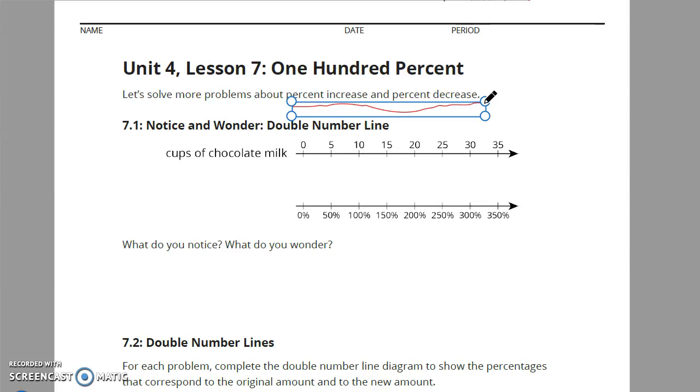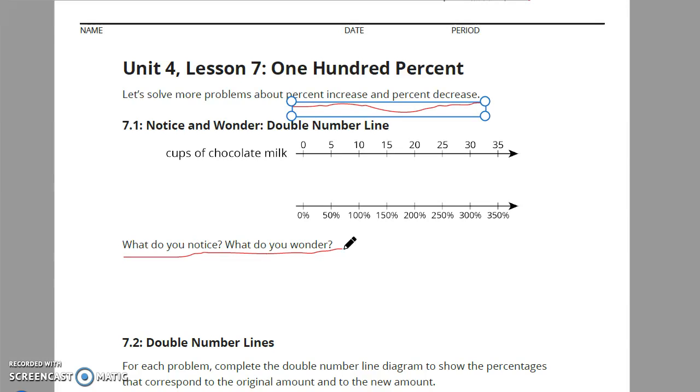So let's look at this diagram here. It says cups of chocolate milk. What do you notice? What do you wonder? I would like you to write one thing down for each of these questions. When you have those down, please hit play so we can move on.